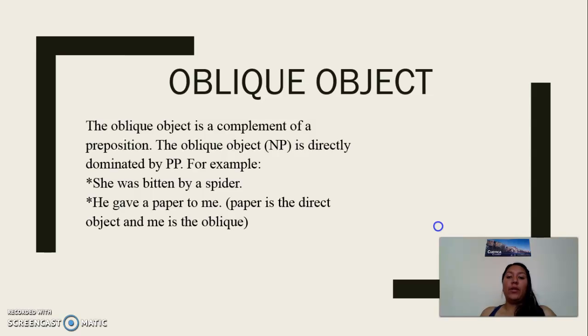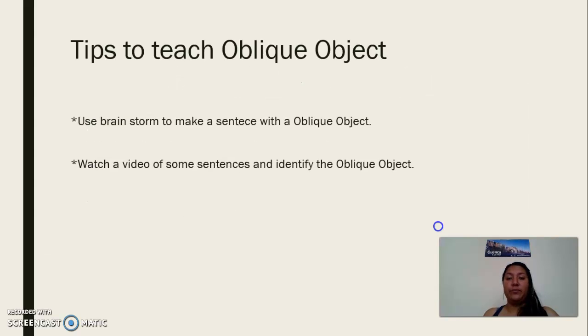Now we have the oblique object. The oblique object is a complement of a preposition. The oblique object is a noun phrase directly dominated by a prepositional phrase. All these are tips to identify the oblique object. For example, she was bitten by a spider. So by a spider is the oblique object. He gave a paper to me. Paper is the direct object and me is the oblique.